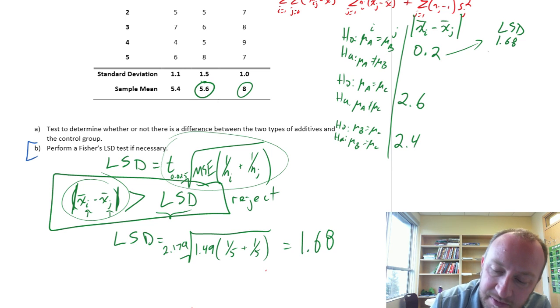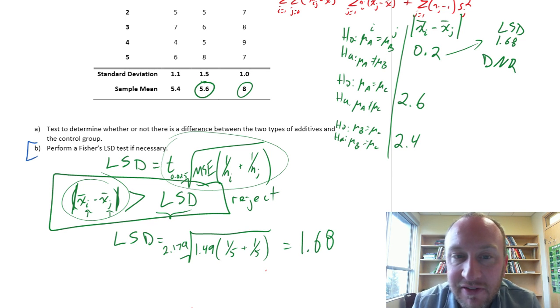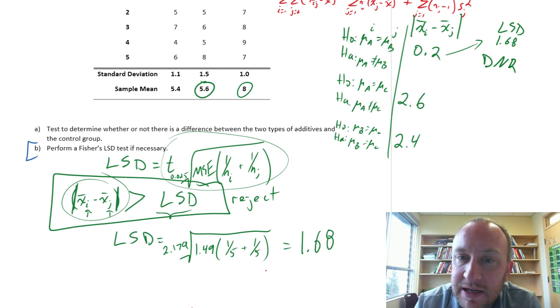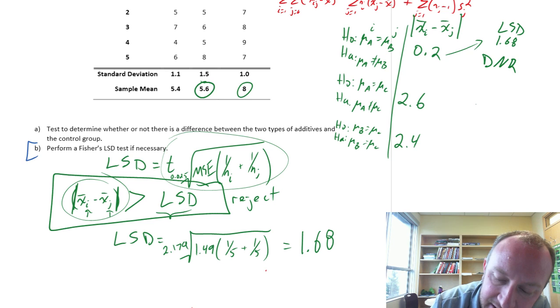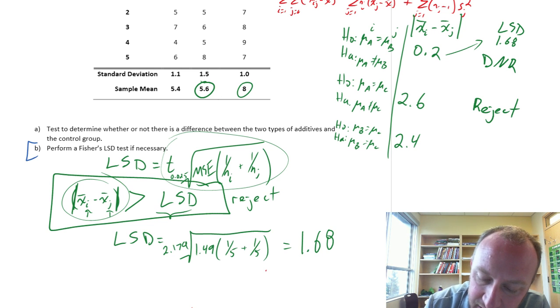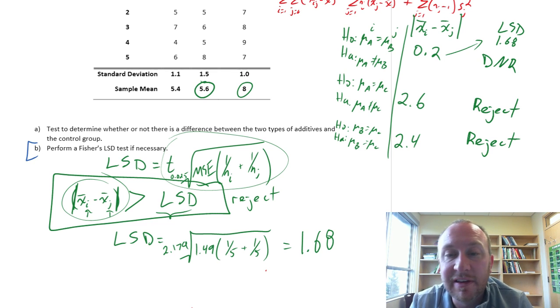So for this first pairing, we do not reject, meaning we don't have evidence to show that there's a difference between sample A and sample B. Comparing A and C, 2.6 is greater than 1.68. We can reject, so A and C are different. And comparing B and C, 2.4 is also greater than 1.68. So we can comfortably reject. So what does this tell us?